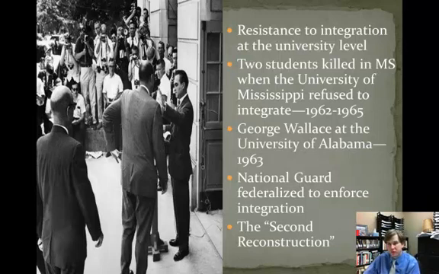Now, there was resistance to integration at the university level as well. Two students were killed in Mississippi when the University of Mississippi refused to integrate between 1962 and 1965. You had George Wallace at the University of Alabama in a summer session of 1963 saying that he will not allow these students into the school. Of course, the National Guard would be federalized to enforce integration.